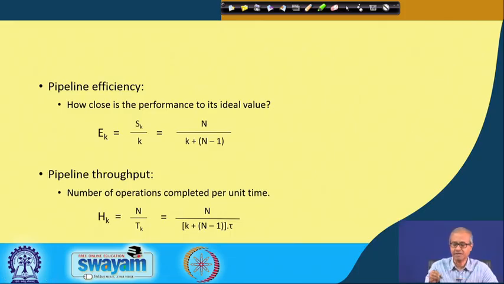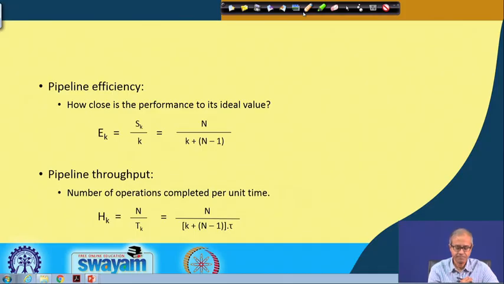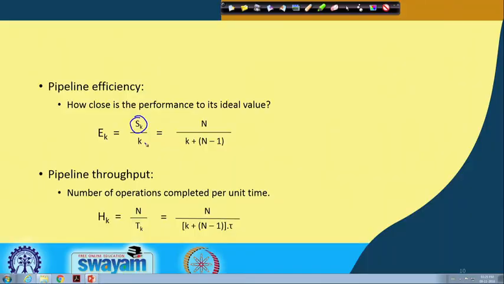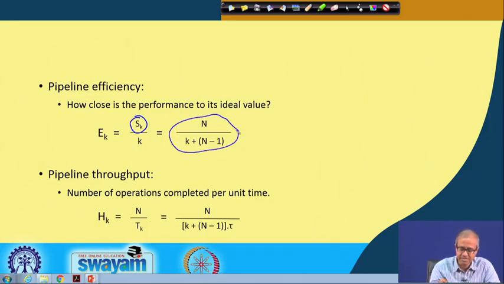Now, there is another term we define called pipeline efficiency, that is how close the performance is to the ideal value. This Sk we just calculated is the pipeline speed up. Pipeline speed up is Nk divided by this, and dividing by k gives the ideal speed up. I told you that the maximum speed up can be k; as n tends to infinity, the speed up will tend to k. That is when the pipeline is operated at maximum efficiency. So, if I divide it by k, that k cancels out, and I get a factor which I can define as the actual pipeline efficiency. It will never be 100%, maybe it is working at 90% efficiency or so.